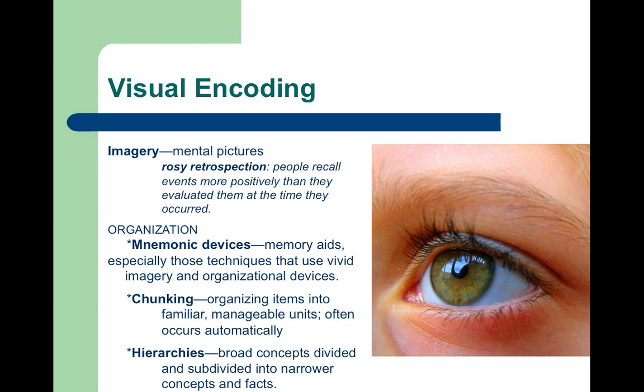Hierarchies. This is another way we visually encode information by taking the broad concept and dividing it and subdividing it into narrow concepts and facts. Our books do this with the chapter title being the broad concept, and then you've got major headings that are then subdivided into narrower concepts and fields. And I've got some other slides that show this.